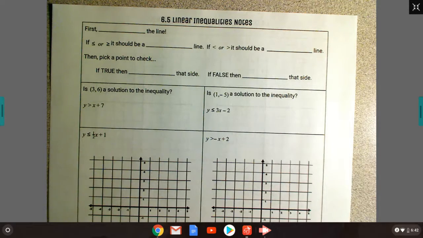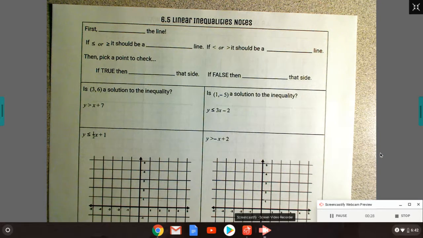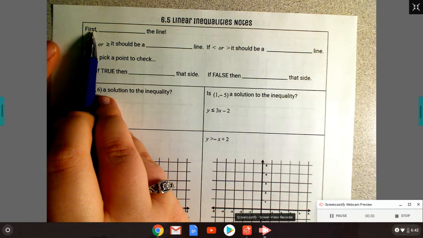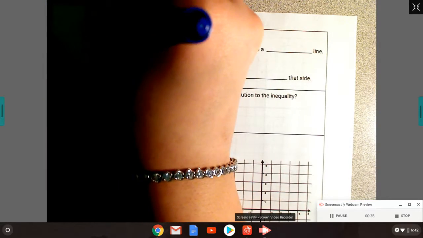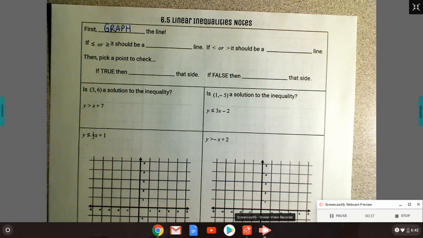It says linear inequalities. So first off, notice that linear means we're going to have a line. So that's an important first note. The very first step we need is to graph that line. So that'll be the first big thing.